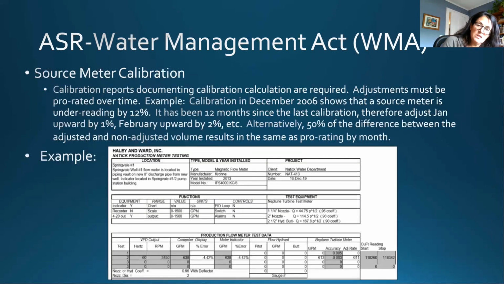Source meter calibration. This is one of the CMU volumes that people tend to have problems with. Calibration reports are required. If you don't submit a calibration report, I'm going to have to send you a letter saying, please submit your calibration report. Adjustments must be prorated over time. So, for example, if you calibrate every year and it's been off by 12%, then in January we want to see a 1% adjustment, in February a 2% adjustment. The easier thing to do is just to take 50% of the difference between the adjusted and non-adjusted volumes. That results in the same as prorating per month. So if you haven't prorated your volumes, you will get a letter saying that your volume has been reduced by half, because we do need to prorate them. Next slide.